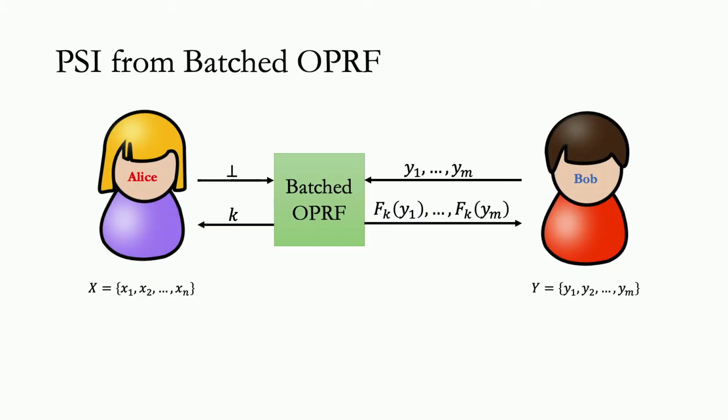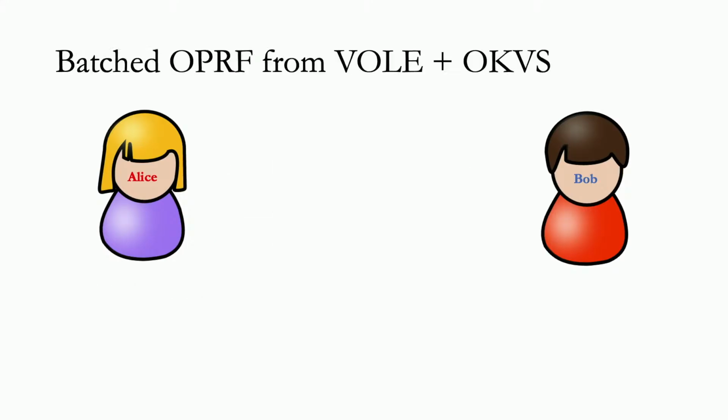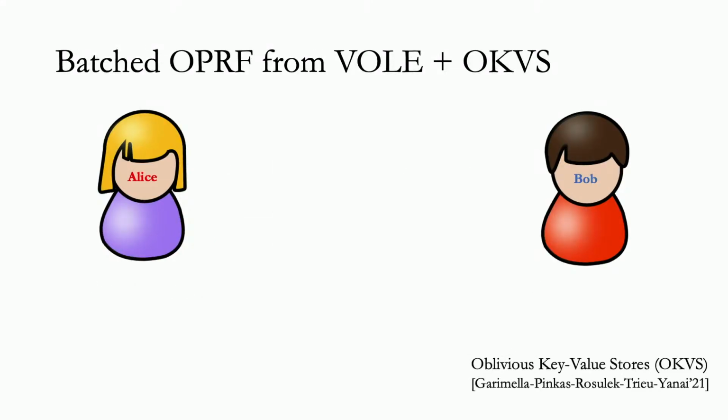And then, since Alice learns the key k, she can evaluate the PRF on all her elements and send all the PRF values to Bob. If an element is in the intersection, then it will appear both here and here, from which Bob can derive the intersection. Okay, so now the question is, how can we build this batched OPRF? We're going to build it from VOLE and another data structure called oblivious key-value stores, or OKVS, which you briefly saw in Jasper's talk, but I'm going to briefly recap.